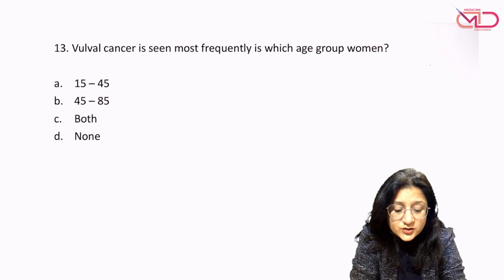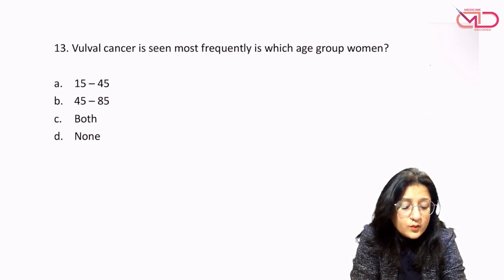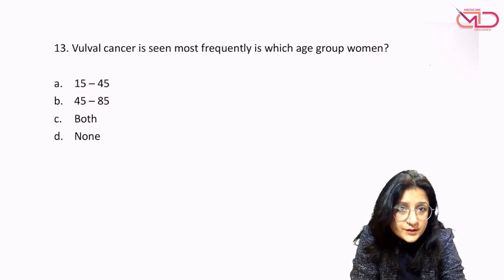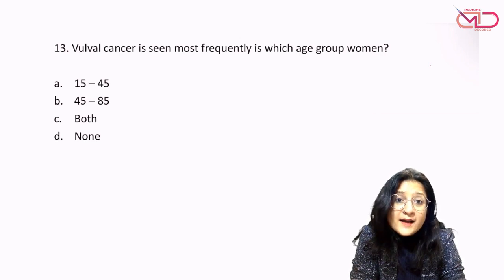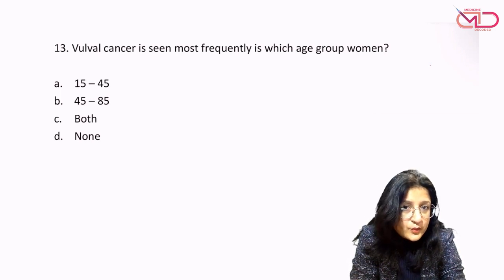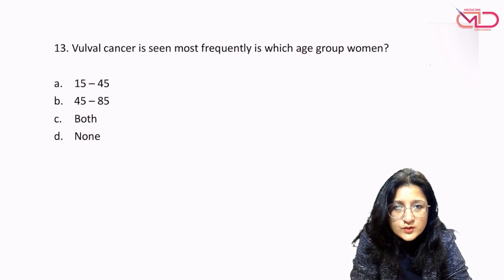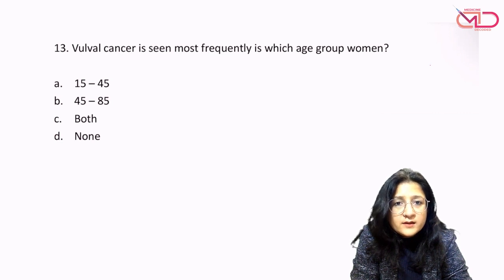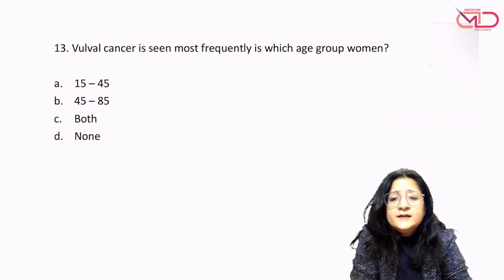Now, let's look at the next question. Vulval cancer is seen most frequently in which age group of women? Vulval cancer is frequently asked in your examination. It's an important topic to cover. It's an important cancer to add to your reading list, right? So vulval cancer is most frequently seen in postmenopausal women who are beyond their 70s, and the cancer in these postmenopausal women most often arises over atrophic vulval changes and over atrophic lesions of the vulva like lichen sclerosis, right, or atrophic vulvitis.